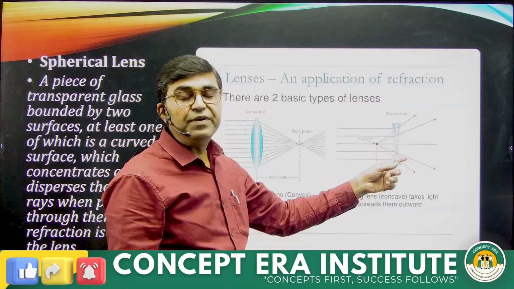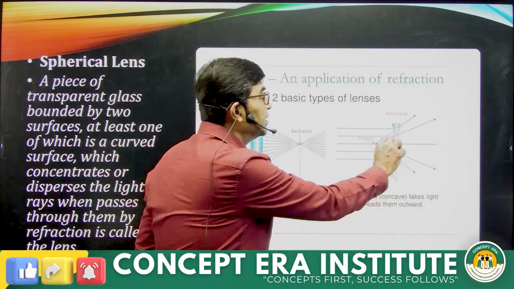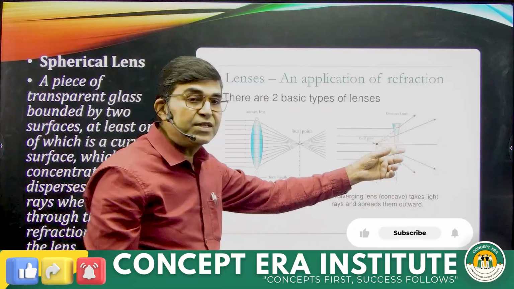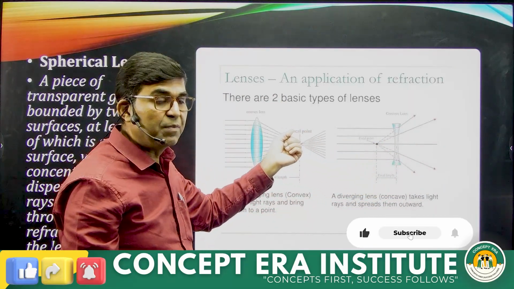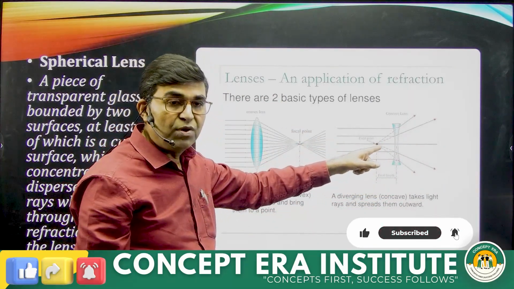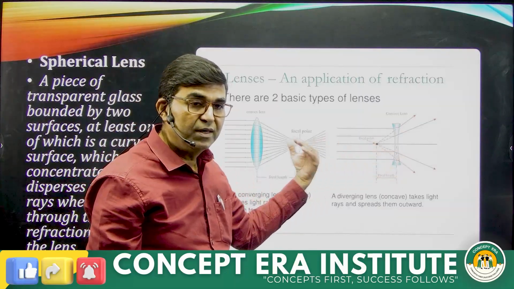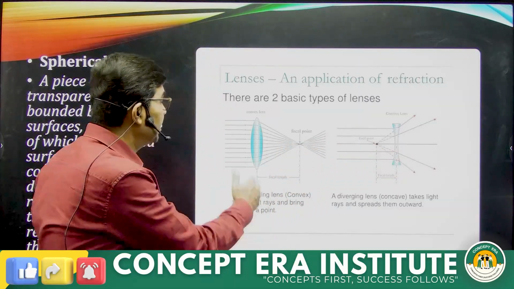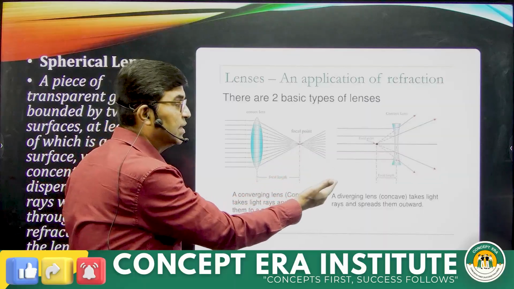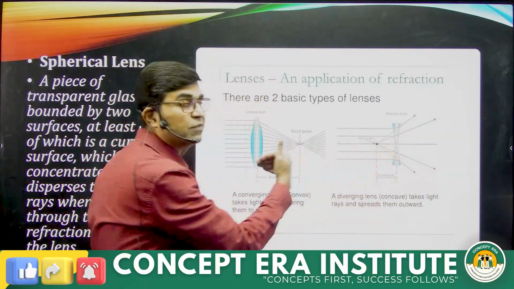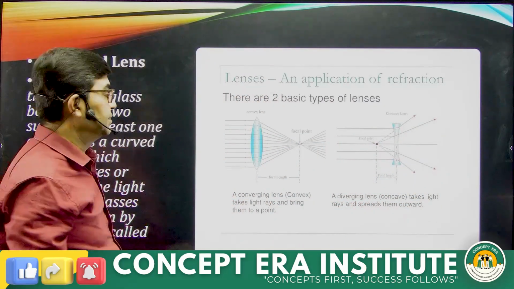In case of a concave lens, the divergent beam appears to emerge from a particular point. That is also called a focal point, but that is on the opposite side. Here, the focus was on the right side, but in case of a concave lens, the focus will be on the left side.